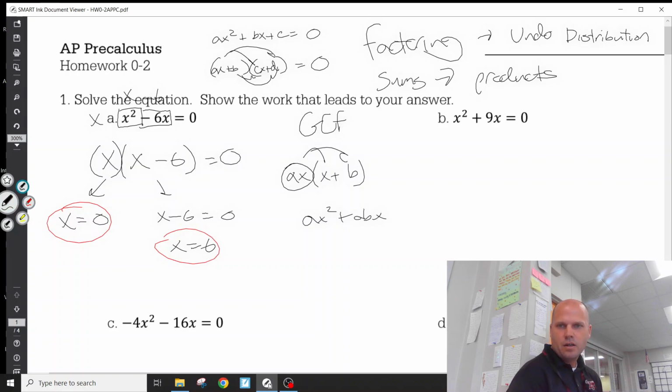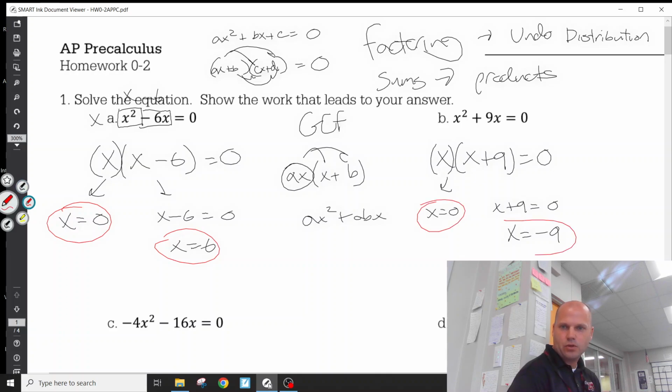Same thing here. Both of these terms share an x, so I could divide out or undistribute or factor an x out. And when I do that again, we have a product, two things, which could equal 0, and when they equal 0, the entire left side will equal 0. So the solutions are -9 and 0. If I plugged in 0, I get 0. If I plugged in -9, I get 0.